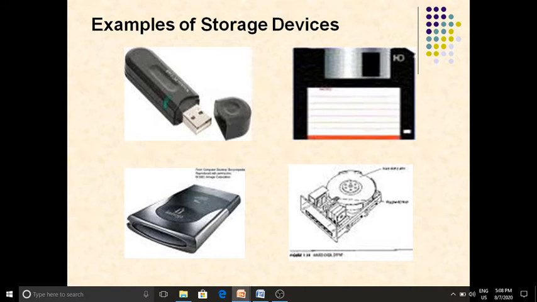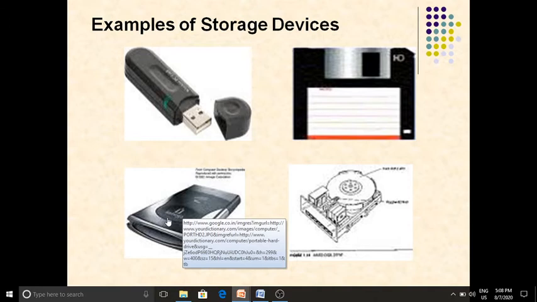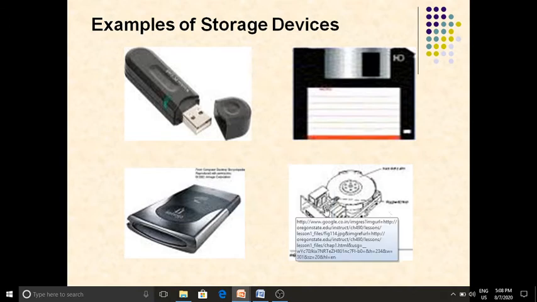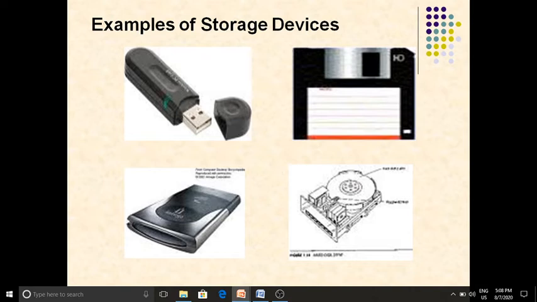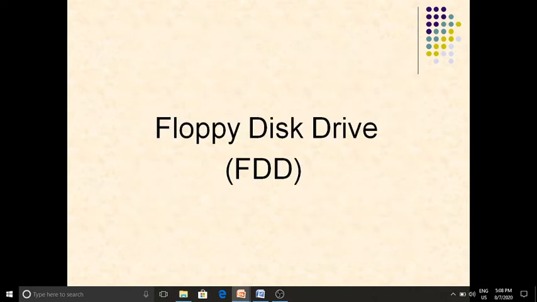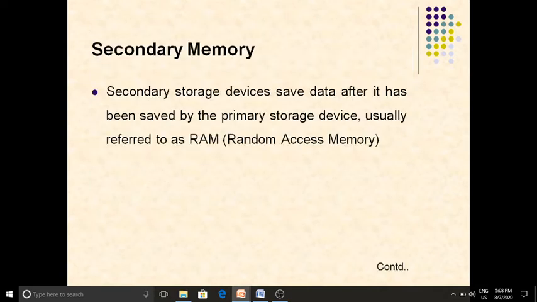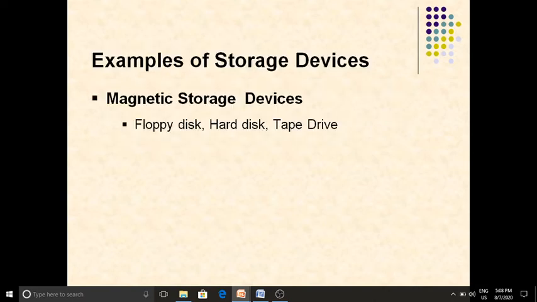Next slide shows you some other storage devices. This is a pen drive. This is a CD drive, where you can keep a DVD or CD. This is a floppy disk, and this is a tape drive. Okay students, this is a tape drive which you can see here. These are some examples of storage devices, that is, external secondary storage devices, secondary memory you can say.